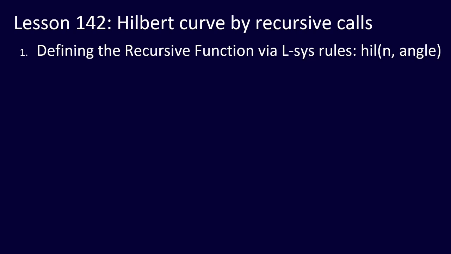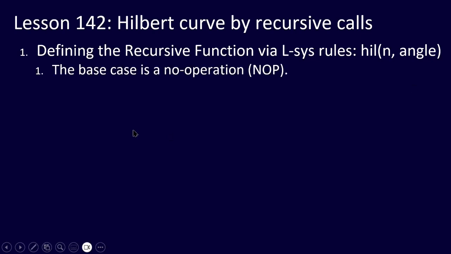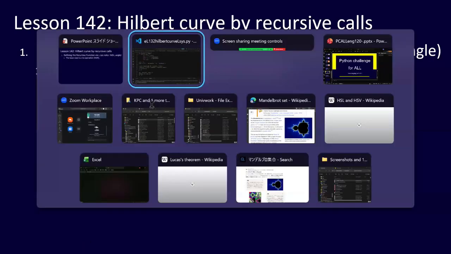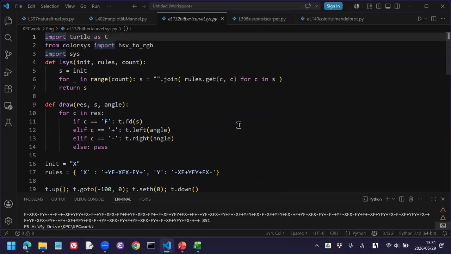So we define the recursive function via the L system rules. As usual, the recursive function takes the degree n and angle. Strangely, we need a special function angle here. On the other hand, the distance is a constant, so we don't care about it. Okay, let's define it. We will rewrite this code using this part only.